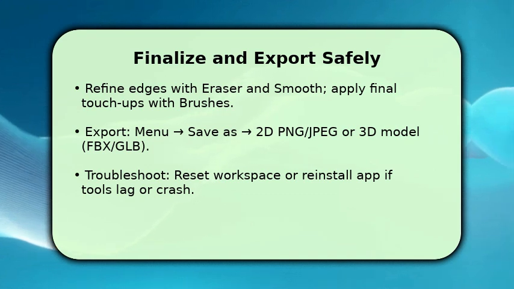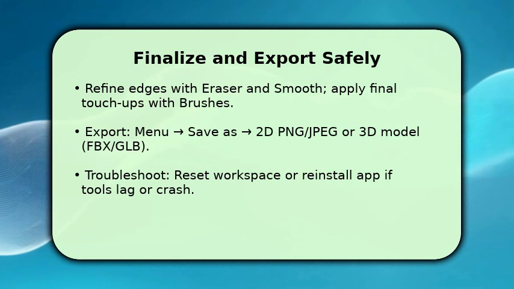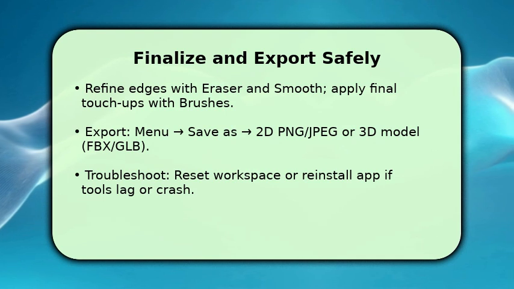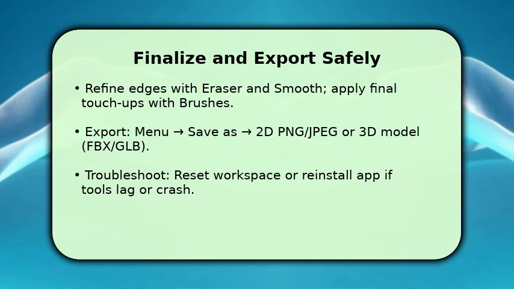When ready, export a 2D file like PNG or JPEG for images, or export FBX/GLB if you need a 3D asset. Choose file type based on where it will be used. If Paint 3D becomes unresponsive, reset the app from Settings or reinstall from Microsoft Store. Also check for GPU driver updates to resolve performance issues.